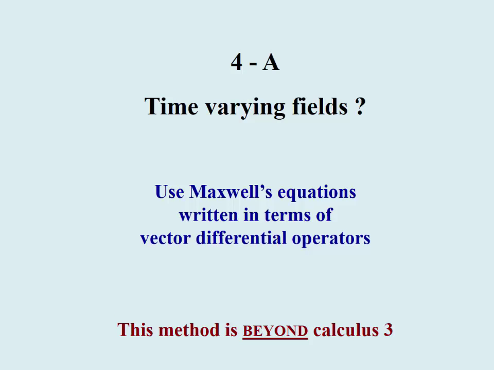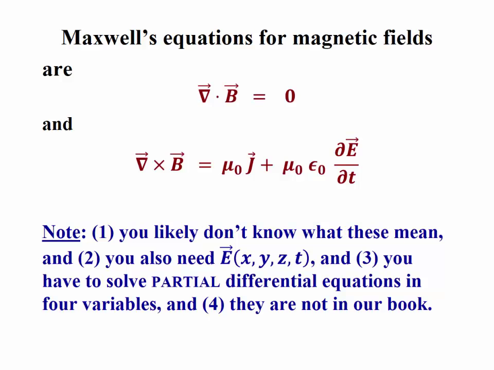There's another way to do time-varying fields, and that uses Maxwell's equations written in a different way than you see them in our textbook. We use the integral form of the equations, which is the easiest to use in an introductory class, but not as powerful as if you write them in terms of vector operators. Because it uses vector operators, this method is well beyond Calc 3. You have to have taken Calc 3 and learned about these operators before you can even begin to learn about these techniques. The first one is the divergence of a magnetic field is 0.